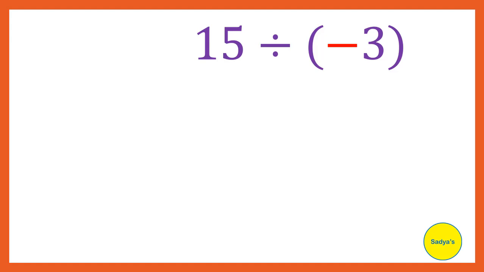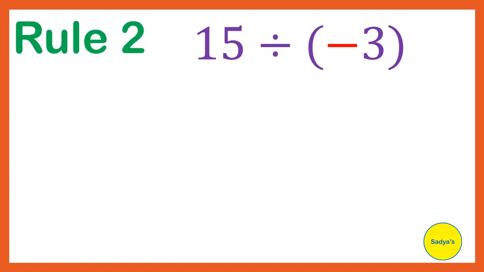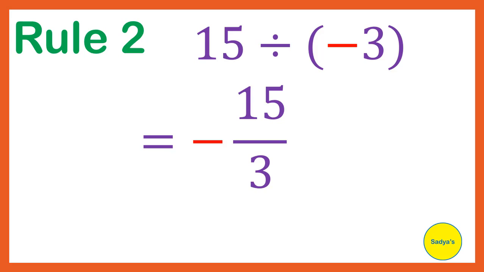Let's look at another example. 15 divided by negative 3. Here 15 is a positive number and 3 is a negative number. So their division should yield a negative number. We can also write this 15 divided by 3 in fraction form as 15 over 3. We can reduce this fraction by dividing by 3. 3 ones are 3, so we will write 1 in the denominator. And 3 fives are 15, so we will write 5 in the numerator. Hence the answer is negative 5.